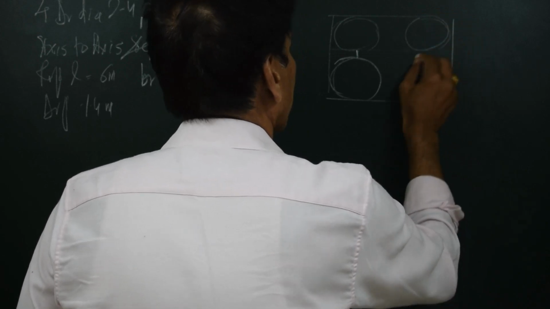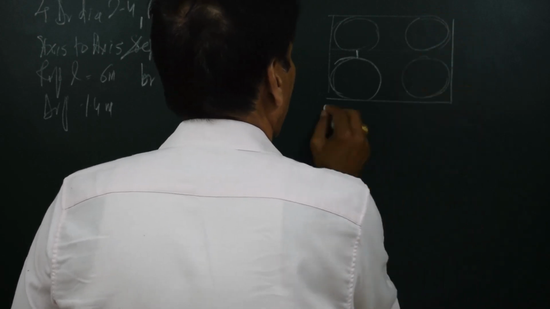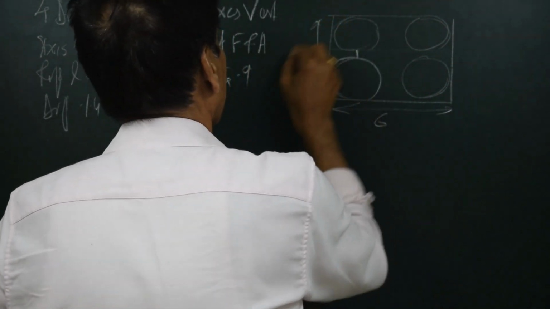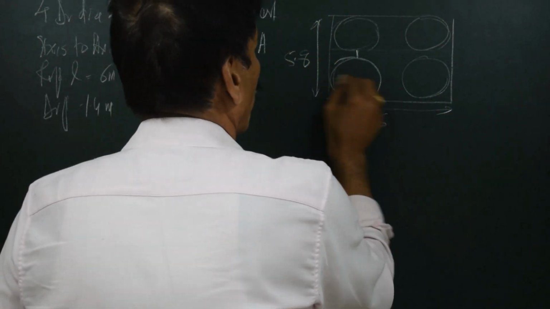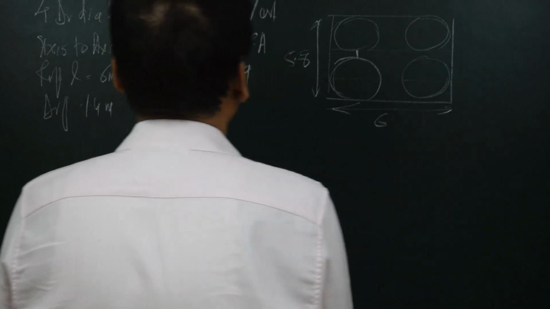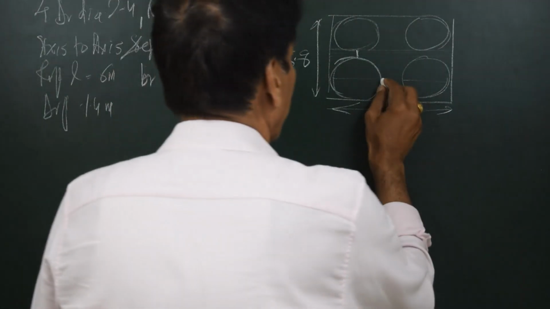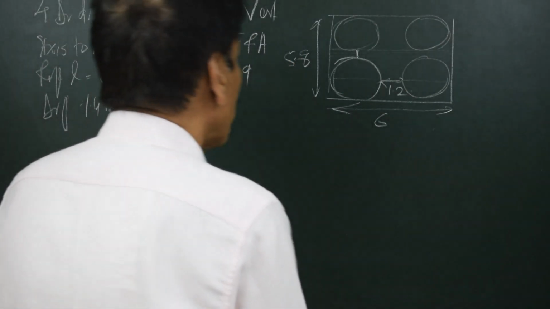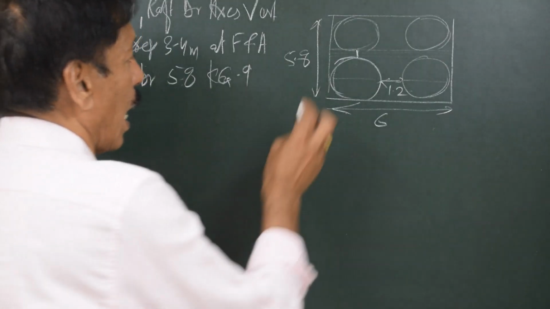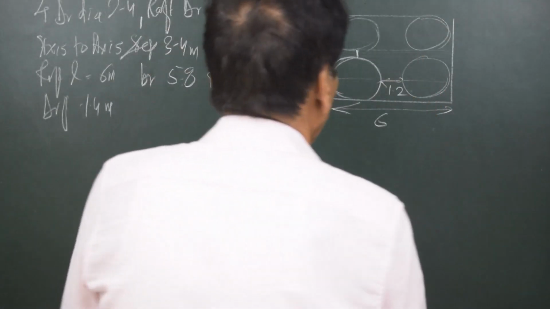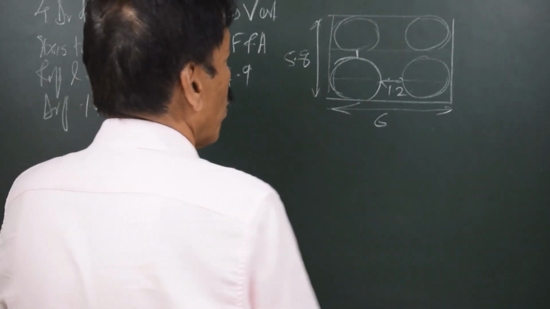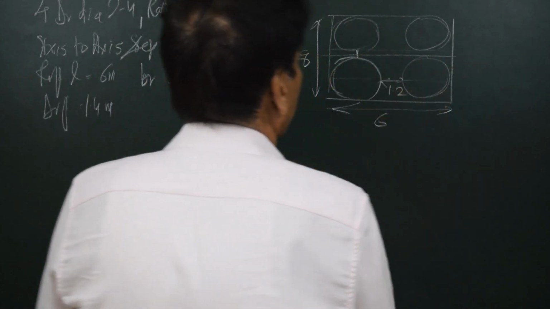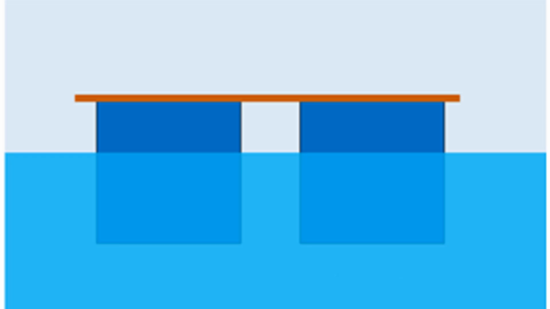The length of the raft is 6 meters. This is 5.8 meters. 2.4 plus 2.4 is 4.8. That means this gap is 1.2 meters. Right? So this is how the plan view of the raft would look. This is of course a wooden platform on top, and this is the common center line.